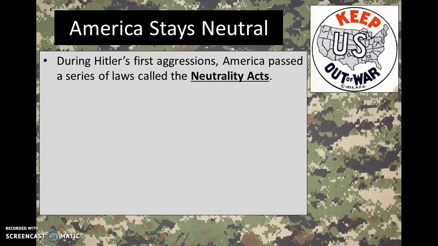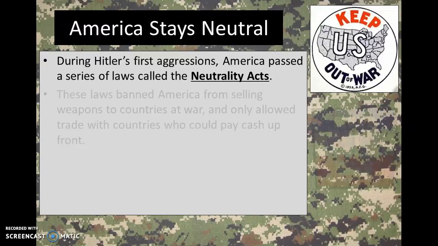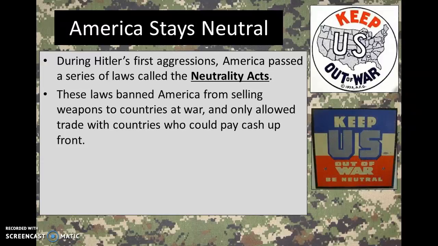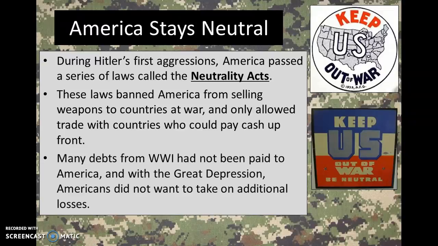So during Hitler's early aggressions, America passed a series of laws that were called the Neutrality Acts. What the Neutrality Acts did is that they banned the United States from selling weapons to countries that were involved in war, and it only allowed trade with countries who could pay cash up front. The reason for this was that many of the debts that America had taken on during World War I had still not been paid back.